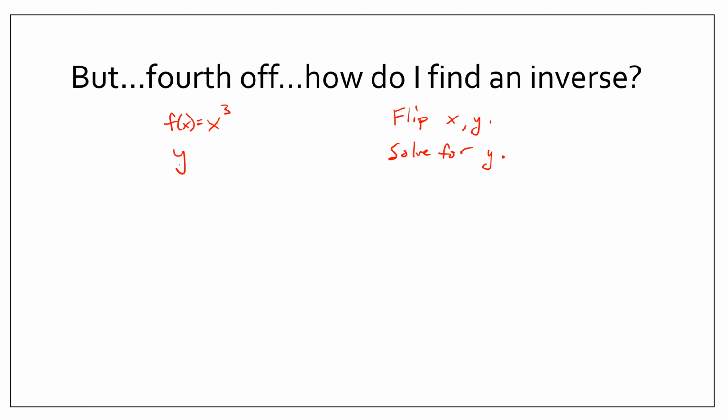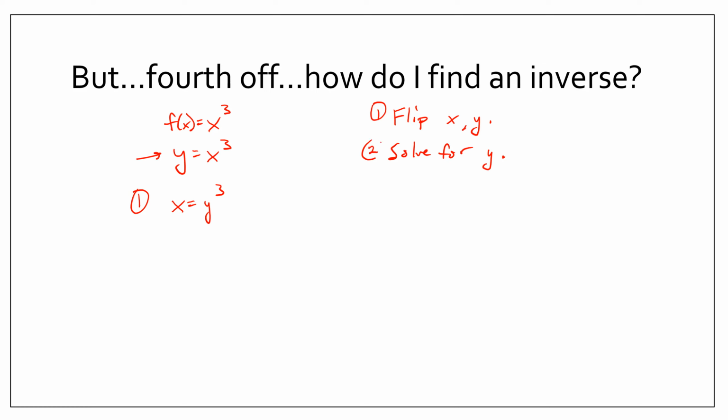Here, f of x is like y, right? So this function, I could write it as f of x equals x cubed. I'll write it as y equals x cubed for our purpose. So first step in finding the inverse, I'm going to flip x and y. So x equals y cubed. Everywhere I saw an x, there's now a y. Everywhere I saw a y, there's now an x.